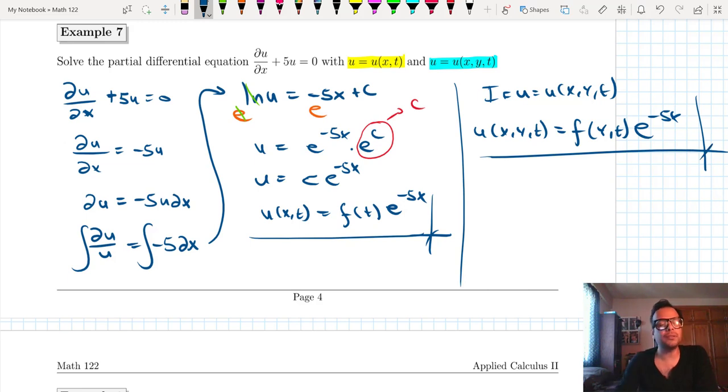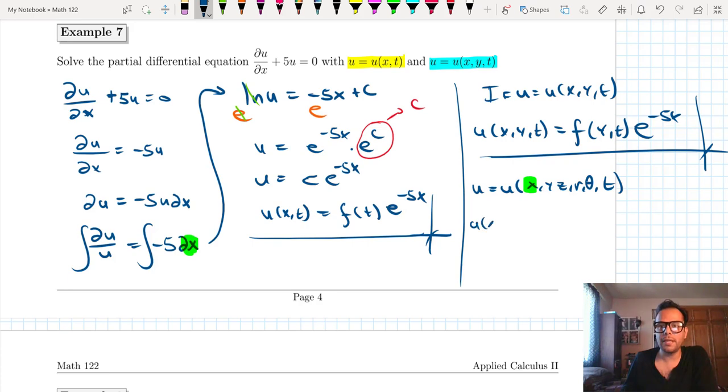Can we have more variables? Of course, you can make up your own function, like u equals, I don't know, some function u that depends on x, y, z, maybe r and theta, and then t. Okay, in this case we only integrated with respect to x. So the other variables will be held constant.